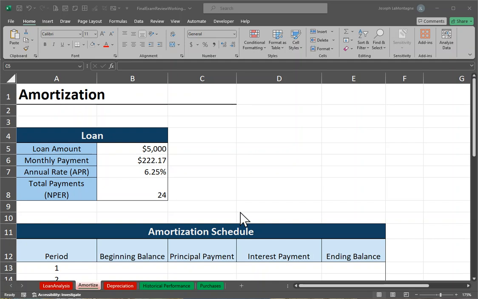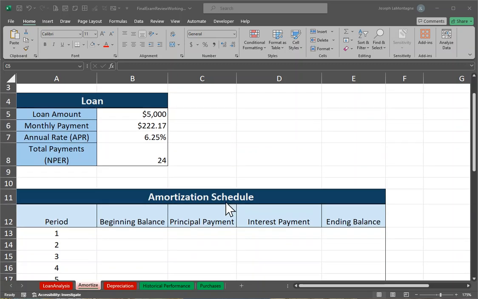In this second video for the final exam review, we're going to talk about creating an amortization schedule. This is going to tell us exactly how much every period we have. We're doing a monthly loan, so every monthly payment, how much goes to principal, how much goes to interest, and what is our current ending balance.